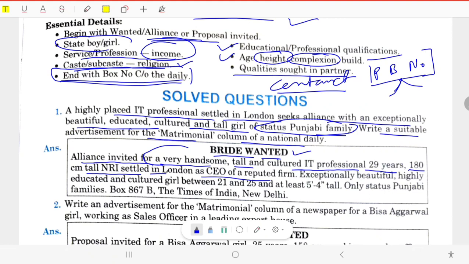Now what kind of partner do they want? Exceptionally beautiful, highly educated and cultured girl. What should be the age of the girl? 21 to 25. And height should be this much. That minimum, at least this should be the height. Only status Punjabi families. Restriction is there that only these people can send. And where do they send their horoscope or reply? Box number this one, the Times of India, New Delhi. And put the advertisement in the box. This is how we write an advertisement.